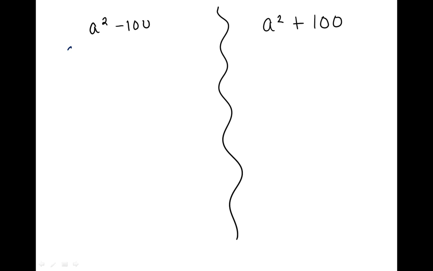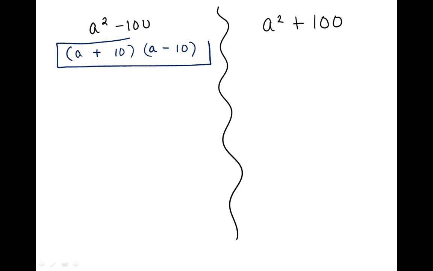I draw my two sets of parentheses. You recognize that a times a is a squared. 10 times 10 is 100. And because it's a difference of squares, one will be plus, one will be minus. Because if you check, your inner is 10a, your outer gives you negative 10a, and those cancel. That's why you don't have a middle term.